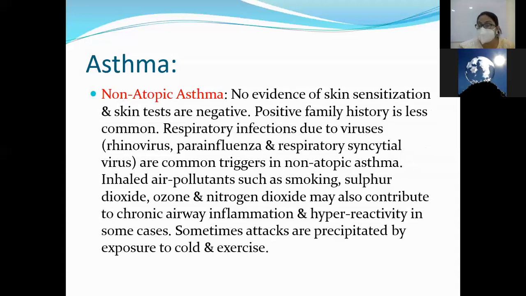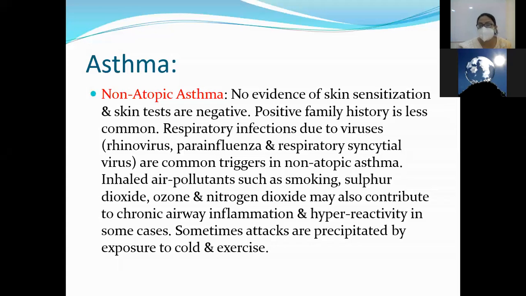And the second type is non-atopic asthma. There is no evidence of skin sensitization and skin tests are negative. Positive family history is less commonly seen. Respiratory infection due to viruses are a common trigger in non-atopic asthma. Okay, means no family history, no skin test positivity is seen, but the respiratory infection provokes the development of asthma in these patients. Okay, and inhaled air pollutants such as smoking, sulfur dioxide, ozone, and nitrogen dioxide may also contribute to the chronic airway inflammation and hyperreactivity in some cases.